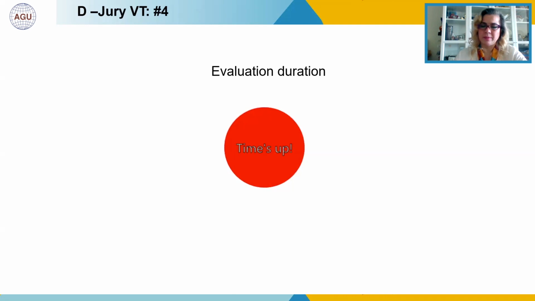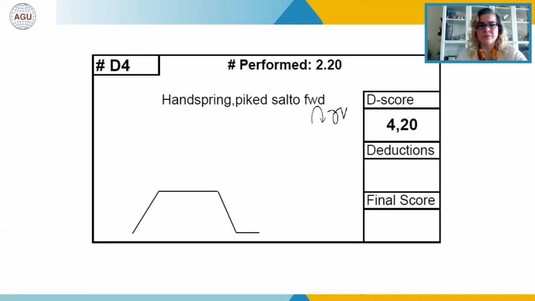And time's up. Let's see the vault. It was handspring, salto forward, pike. Remember the knee angle criteria. So if it's more than 135 degrees, which means closer to 180, we consider it pike, even if there are slightly bent legs. Remember the rules to apply. So it's a vault from group 2, number 220, and the D score is 4.0.